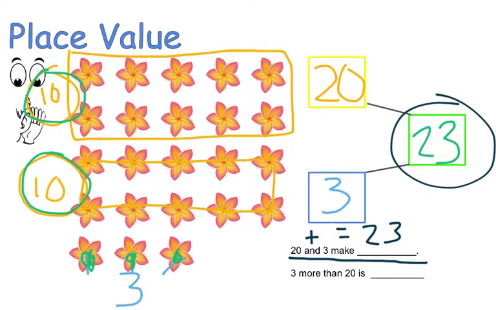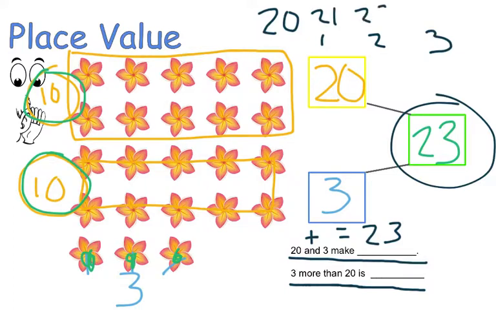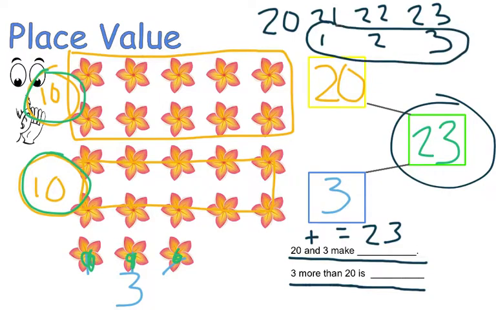Now this is another way to say this addition problem. You can also say 3 more than 20 is blank. So that would mean we would look at 20. I'm going to write it up at the top. And then it wants us to do 1, 2, 3 more. So 21, 22, 23. We're adding 3 more. So 23 is 3 more than 20.